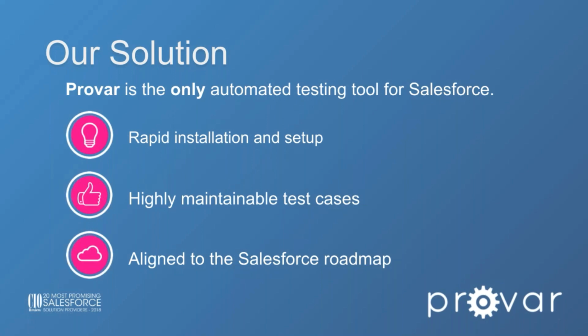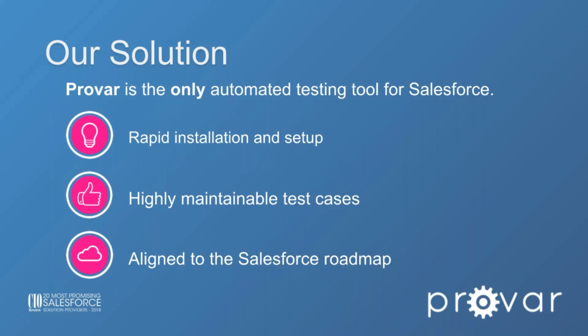The final point, which I think is absolutely vital, is that as a company, we're aligned to the Salesforce roadmap. What that really means is that when all the Salesforce releases come along, we get the pre-release. We're keeping you immune from certain changes. So in the last release, multi-pick lists changed, for example, back to a more classic look and feel. Provar does that work for you.